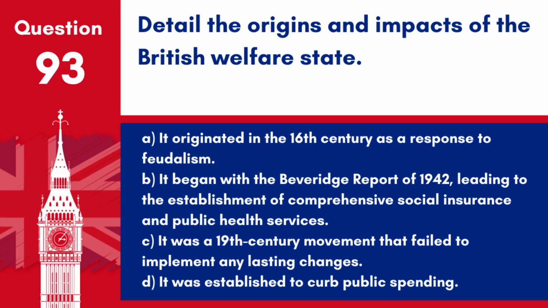Question 93. Detail the origins and impacts of the British welfare state. A. It originated in the 16th century as a response to feudalism. B. It began with the Beveridge Report of 1942, leading to the establishment of comprehensive social insurance and public health services. C. It was a 19th century movement that failed to implement any lasting changes. D. It was established to curb public spending.